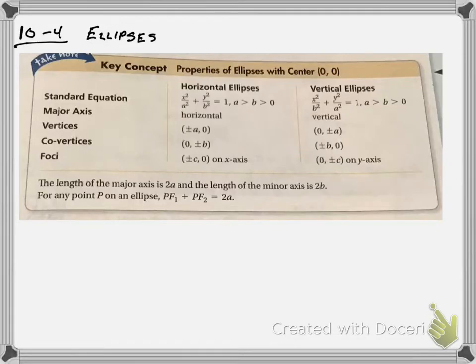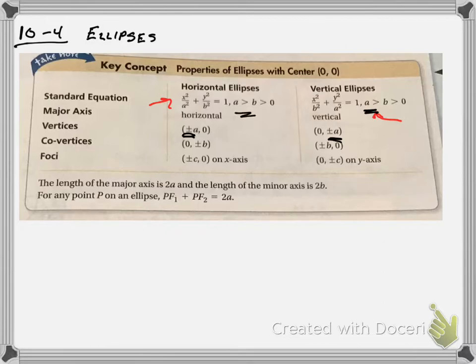10.4 is about ellipses. What you can see is the standard equation of your ellipses. A horizontal ellipse is the first one, vertical ellipse is the second one. Do you know the difference? Notice how A is in the x-coordinate, A is in the y-coordinate. Well, if you look over here, A is bigger than B, A is bigger than B.